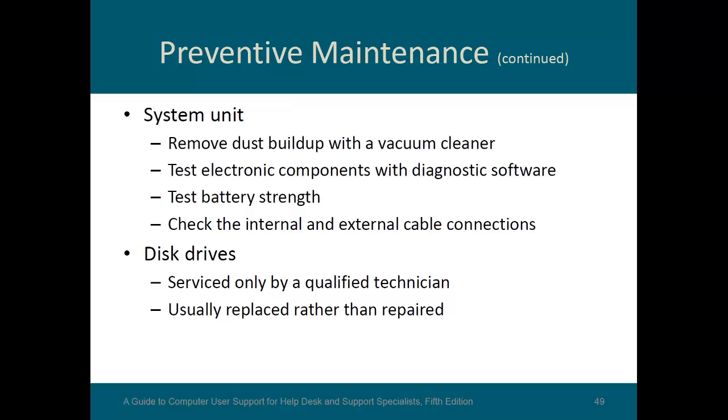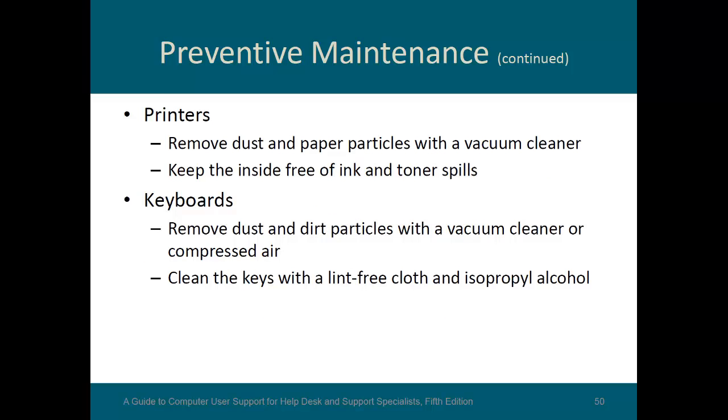Test electronic components, battery strength, and the internal-external cable connections. Disk drives are serviced only by a qualified technician, usually replaced rather than repaired. Printers: remove dust and paper particles with a vacuum cleaner. Keep the inside free of ink and toner spills. Otherwise, you end up with a long scratch or some other thing that can happen when you print.